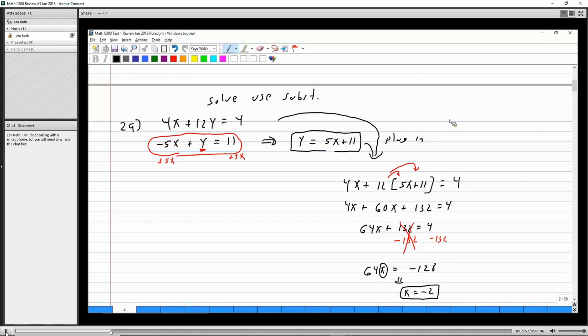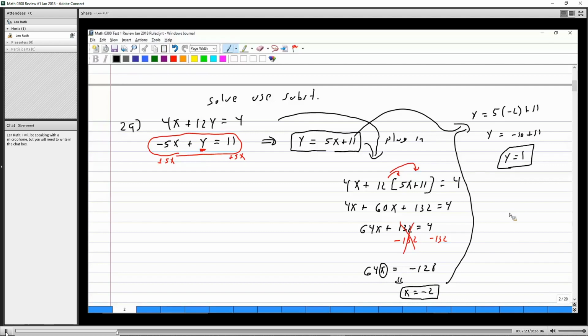And then to find the corresponding y, you go back up to this fact we got earlier. It says the y value is 5 times the x value, which I now know is minus 2, plus 11. So y is negative 10 plus 11. So y is 1. Then the answer is an ordered pair. It would be the ordered pair minus 2, 1.